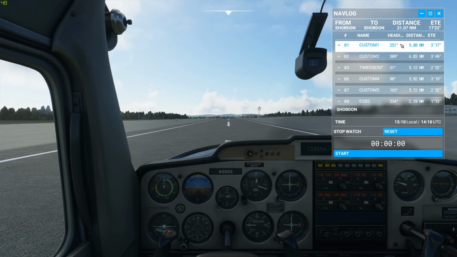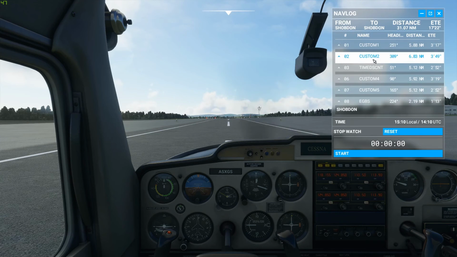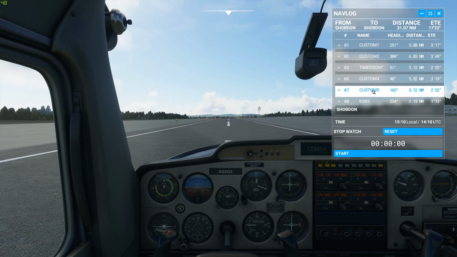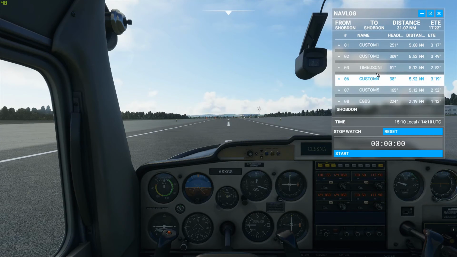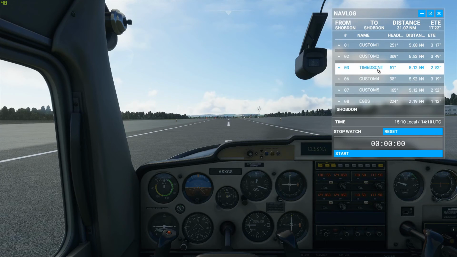Now, one thing to note here is that there are, as we expect, 1, 2, 3, 4, 5 custom waypoints, but you'll see that it has replaced the name of custom 3 with time descent. Don't worry about this. I don't know why it does it, but we don't need to worry about it. This is effectively custom 3.